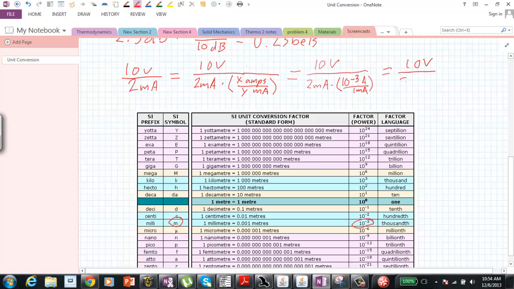So we can also express this now as 10 volts divided by 2 amps times 10 to the negative third. Which is also equal to 10 volts over 2 amps times 10 to the third, because any fraction with a negative exponent in the bottom can be pulled up to the numerator with a positive. And this gives us 5,000 ohms.